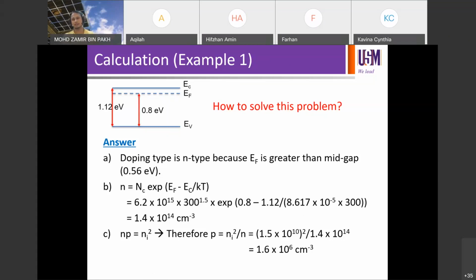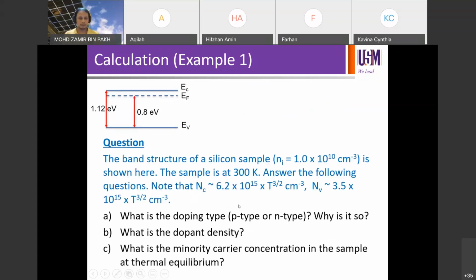If the question asks, is the semiconductor material lightly doped or heavily doped? What is your answer? Is your silicon lightly doped, heavily doped, or moderately doped? Lightly doped, because it's 10 to the 14. Right, straightforward. Part number 3.